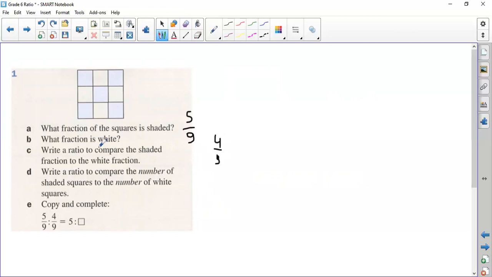Write a ratio to compare the shaded fraction to the white fraction. So if I want to write a ratio, it will be 5 over 9, okay, to 4 over 9. So I am comparing the shaded region to the white region.